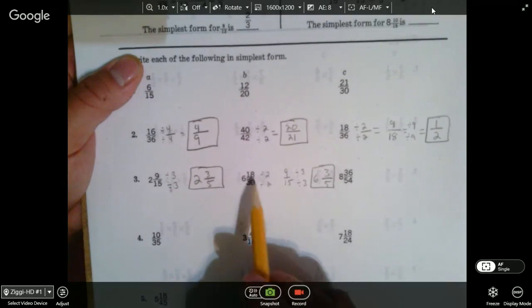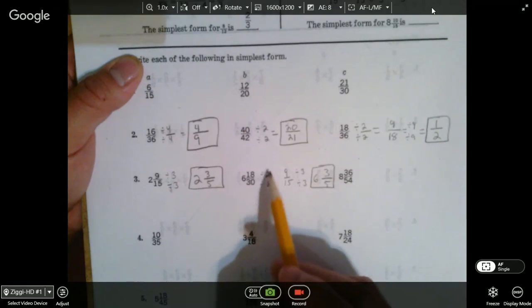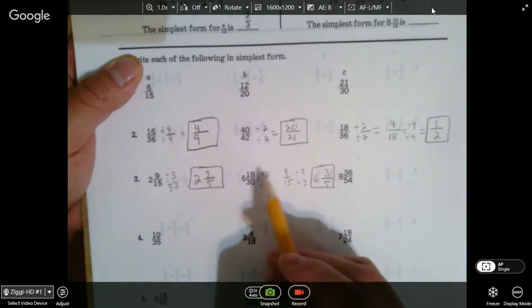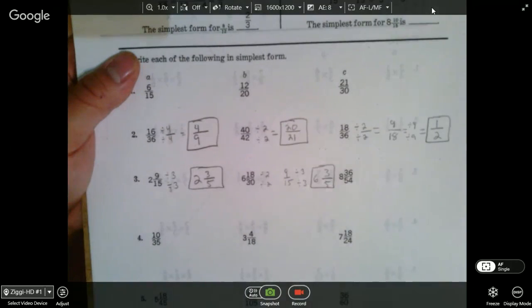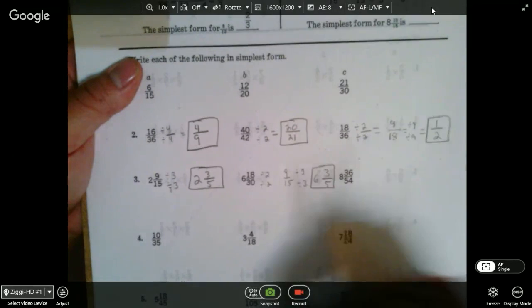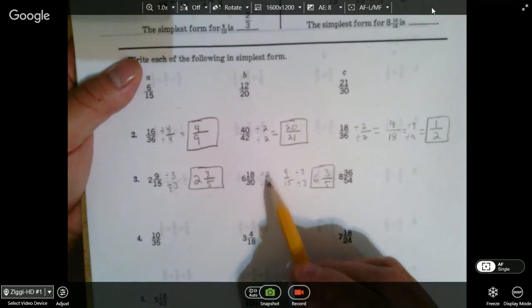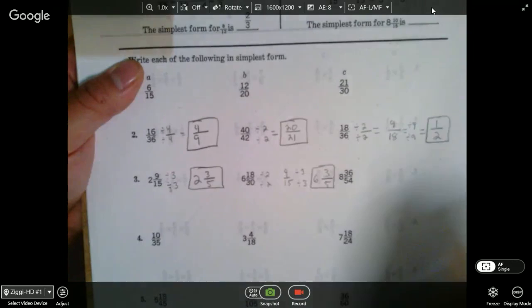Now, the greatest common factor of 18 and 30, it turns out that it was 6. If you came up with 6, the greatest common factor, right away, you skip that middle step there. So coming up with the greatest common factor is the quickest way to do it. But if you just come up with a factor, you just need to keep testing.